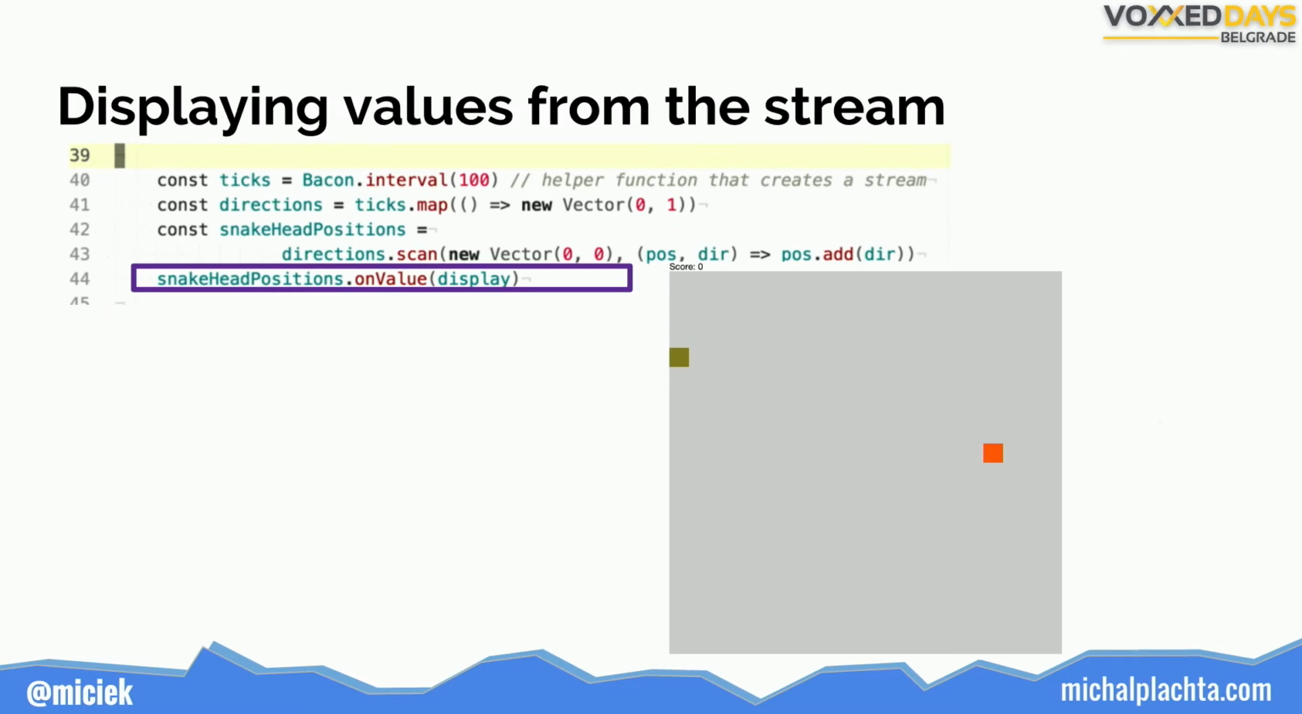Okay? And what we can do with the values in snake head positions, we can pass them to a function each time there is a new value. So every time there is a new value in the snake head positions, we just send the value to the display function. And what the display function does, it just displays the current element. We are using React.js here, so it's also a declarative front-end library.